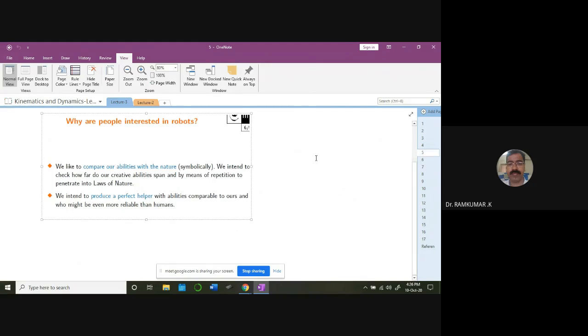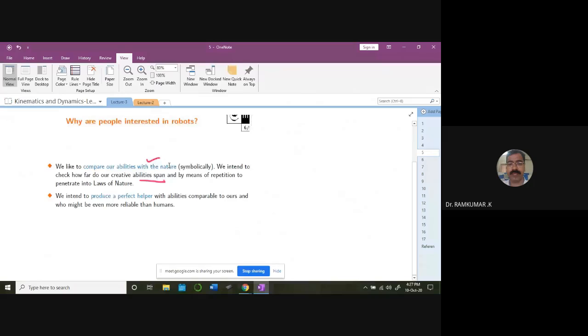Why are people interested in robots? We like to compare our abilities with [...] ability span, and by means of repetition to penetrate into laws of nature. We intend to produce a perfect helper with abilities comparable to ours and who might be even more reliable than humans. These are some things that you can ponder upon. Think about this.